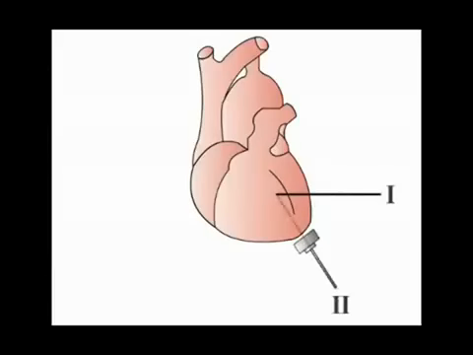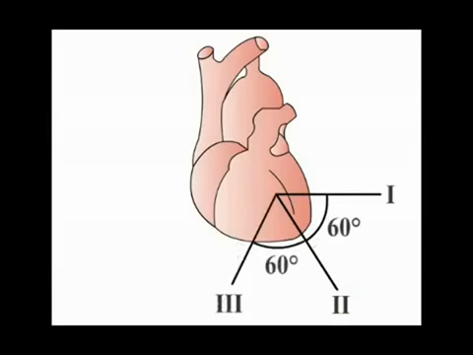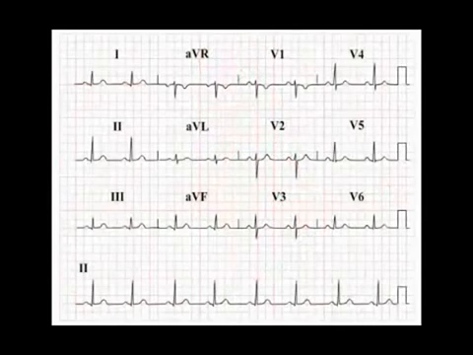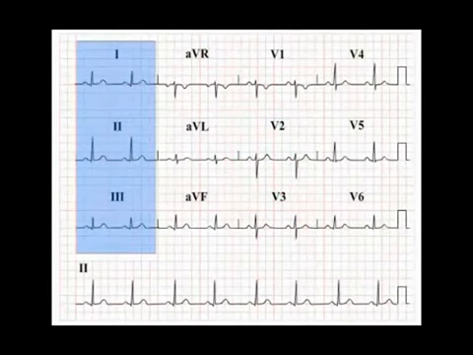Lead 2 looks at the heart at an angle 60 degrees further clockwise, while lead 3 is positioned a further 60 degrees clockwise from lead 2. These angles will become important in the next section of this course. The readout from the standard leads, leads 1, 2 and 3, are recorded down the right hand side of the ECG paper as shown here.